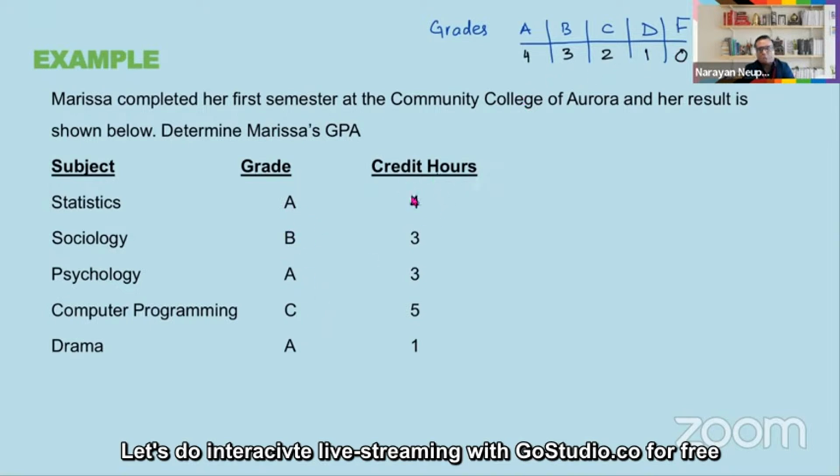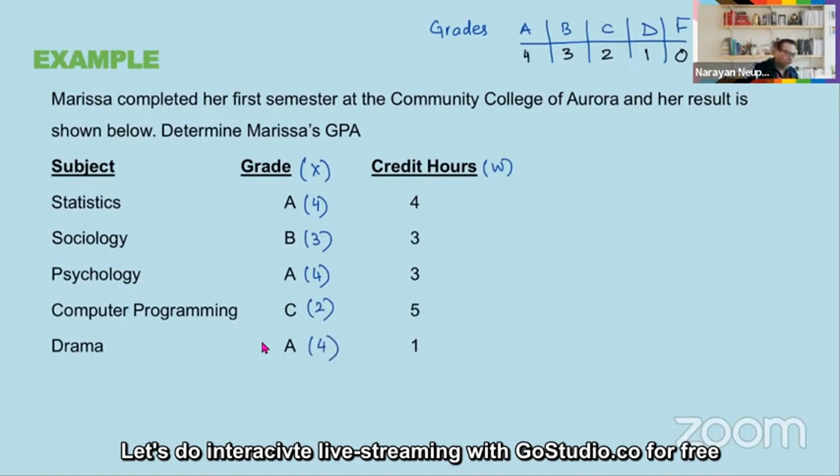So once you know this, it is easy for us to calculate this. For example, here we have the credit hour. Credit hour is the weight. Okay. So statistics has a weight of 4 hours here. Sociology 3 credit hours. Psychology 3 credit hours. Computer programming 5 credit hours. Drama is 1 credit hour. Okay. And then we have the grade. So grade is the actual data. So statistics A means 4, sociology B means 3, psychology A is 4, computer programming C means 2, drama is A means 4, right?